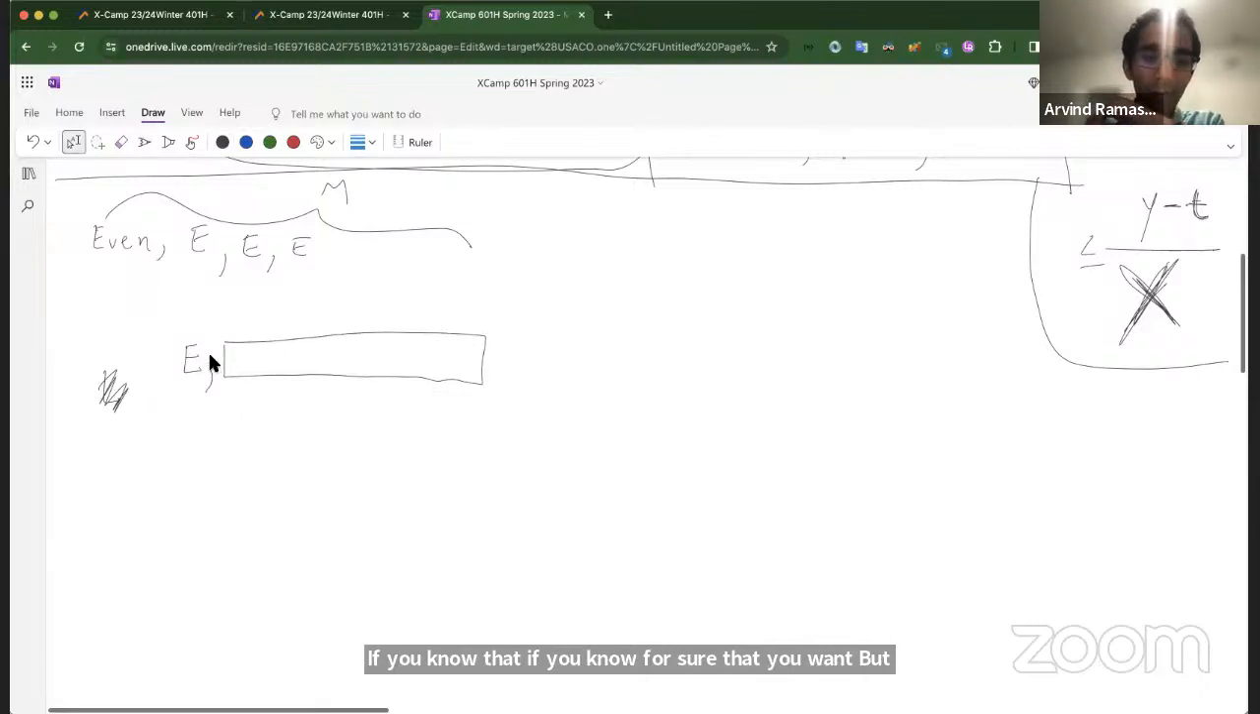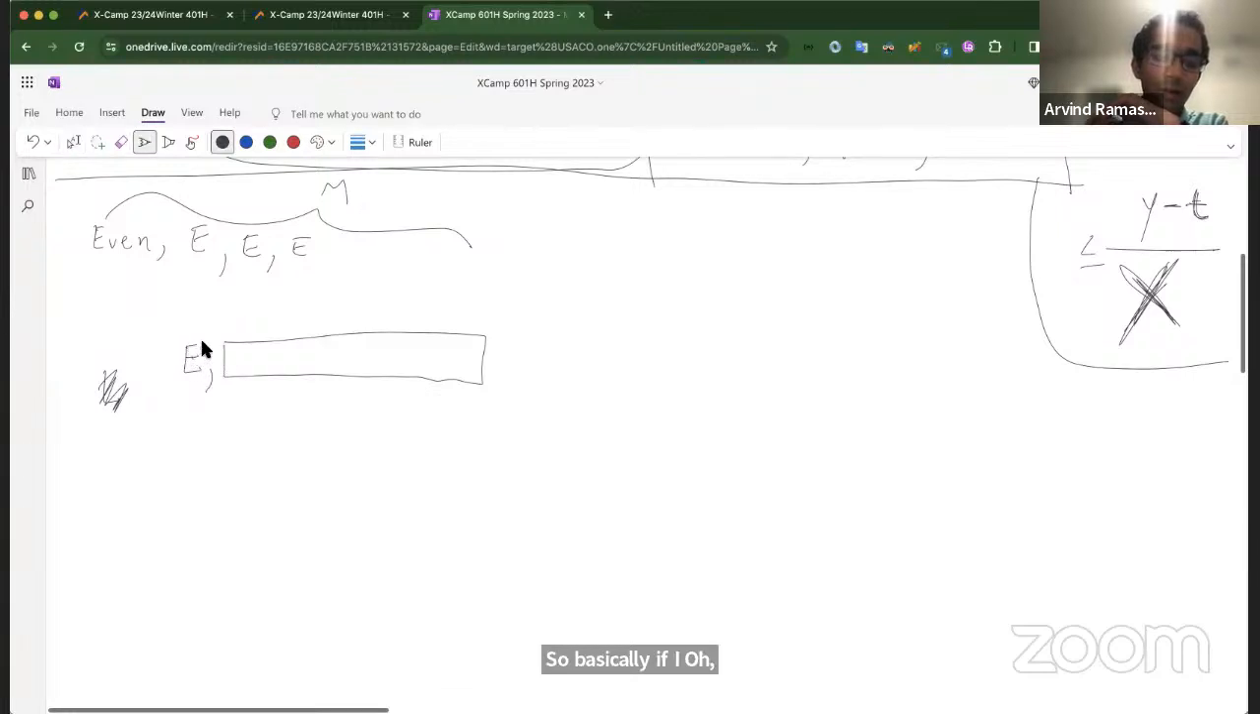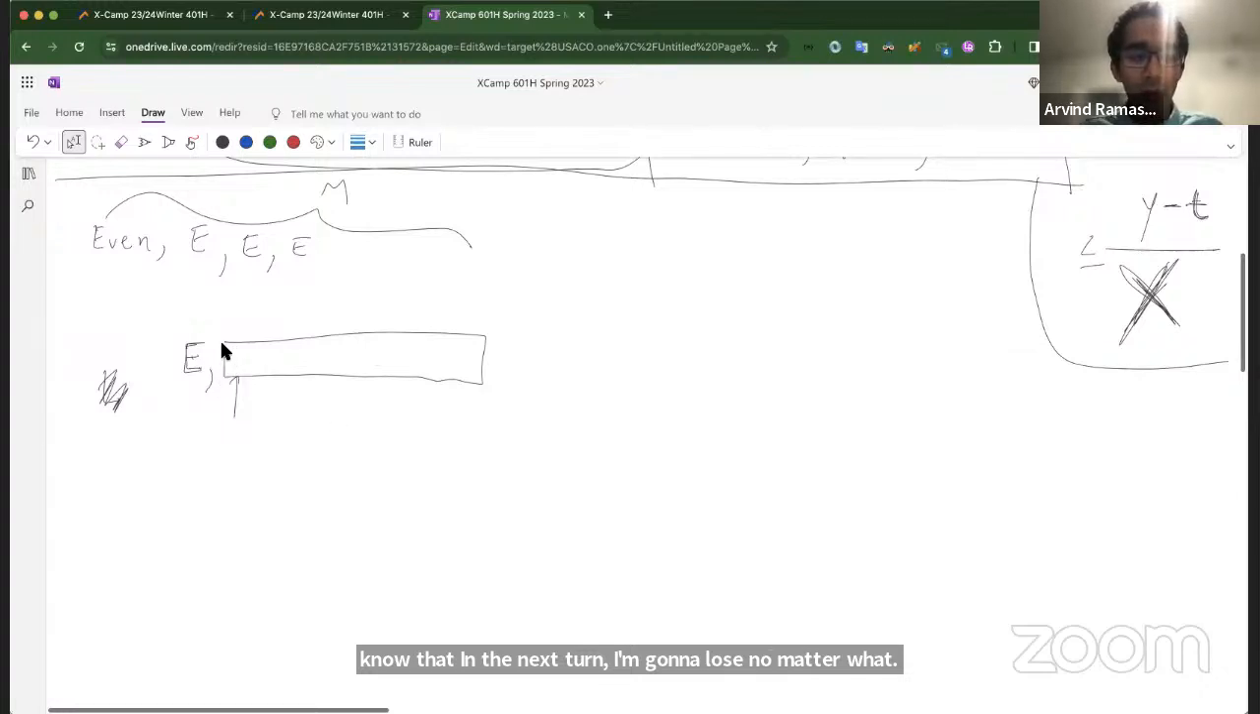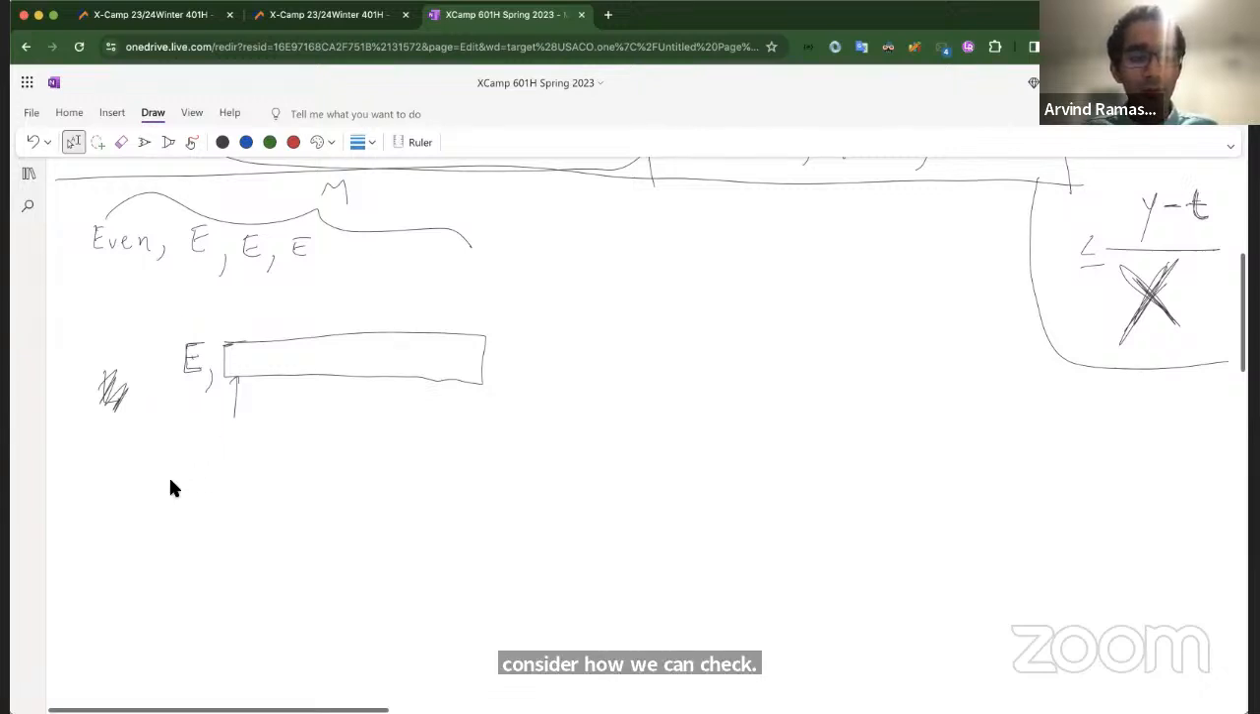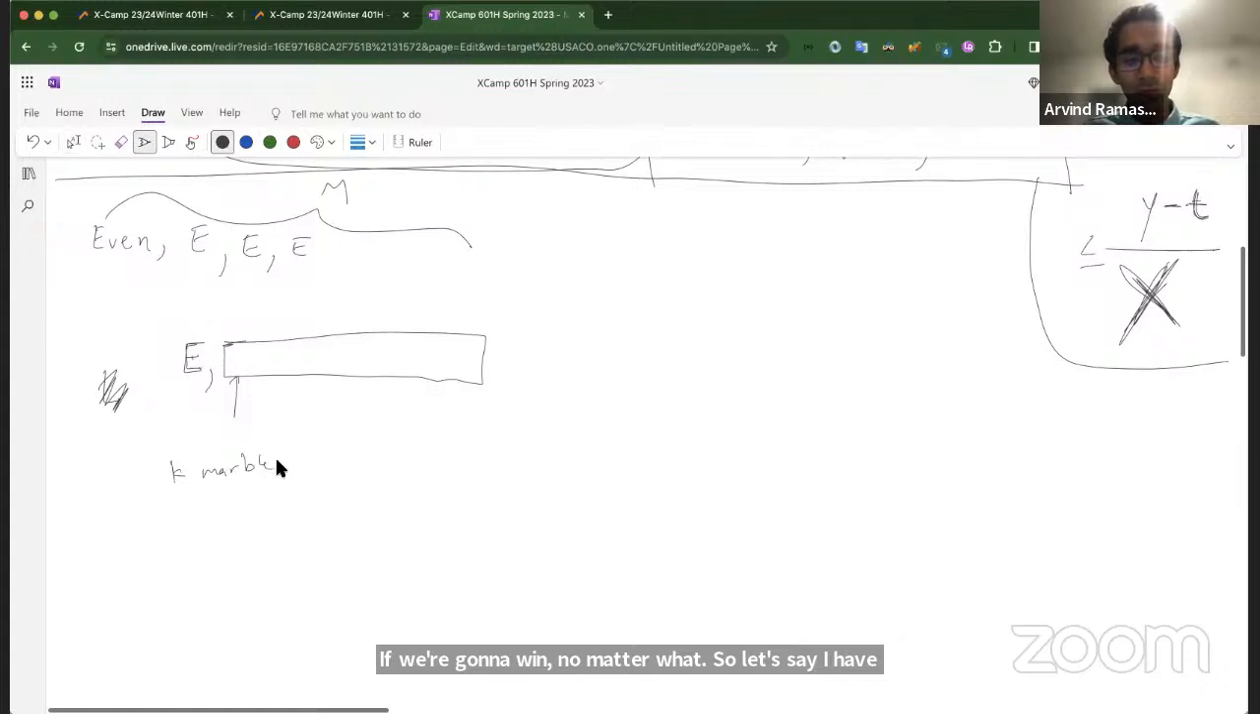So basically I can guess even if I know that in the next turn I'm going to win no matter what. So let's consider how we can check if we're going to win no matter what. So let's say I have K marbles left.